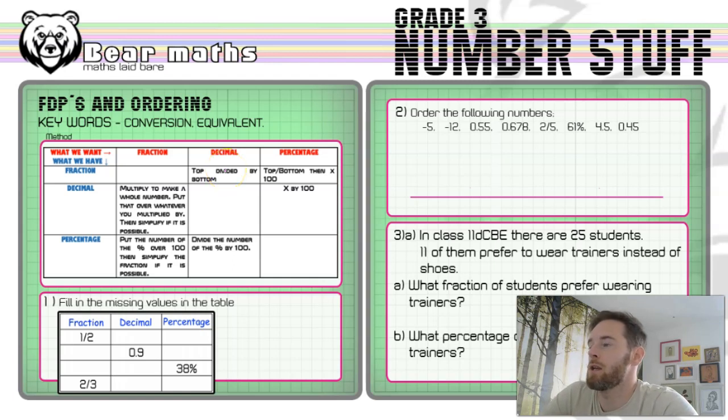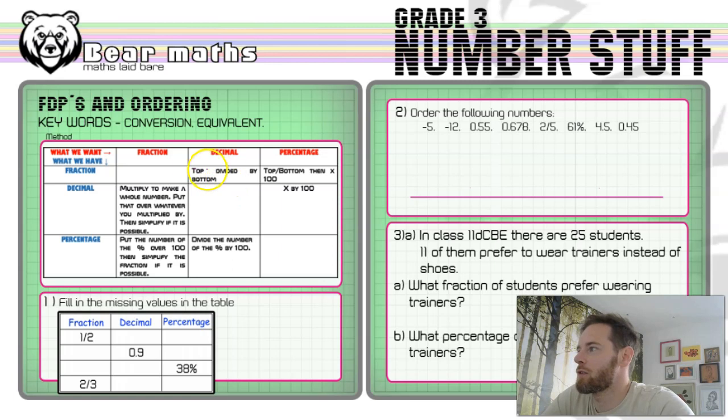This one is on FDPs, which means fractions, decimals and percentages, and ordering. So the keywords I've got for you are conversion and equivalent. Now a conversion is done between a fraction, a decimal and a percentage. It means changing from one thing to another. And equivalent just means it's the same value as.